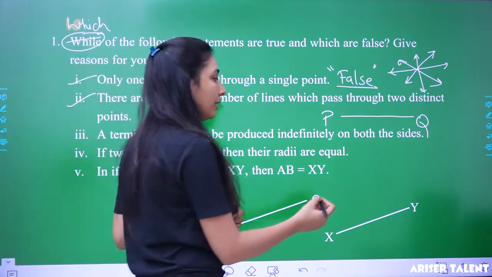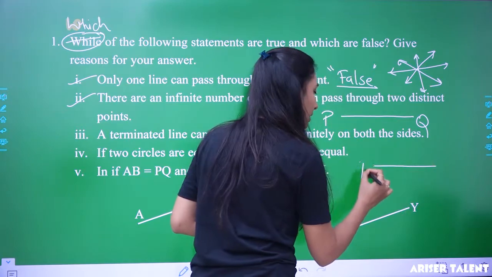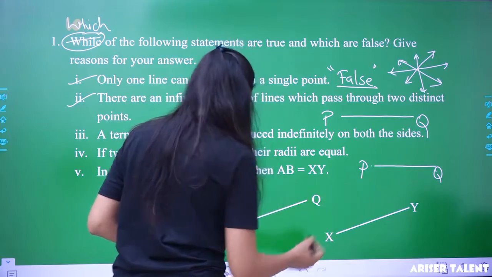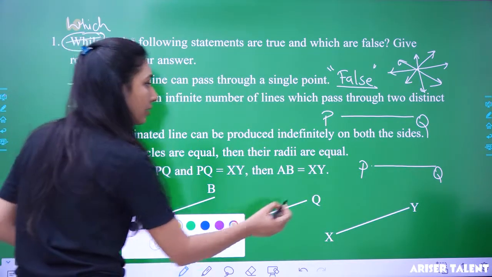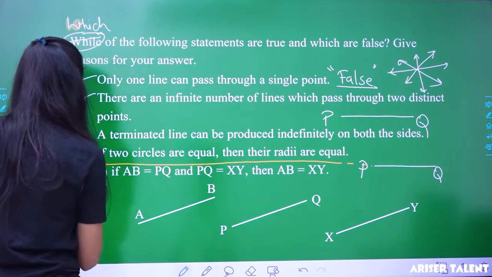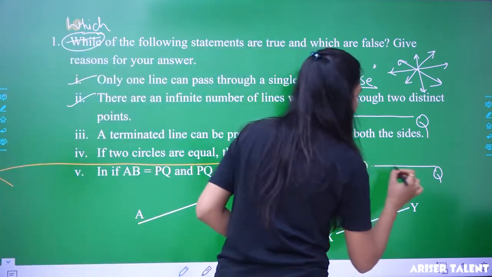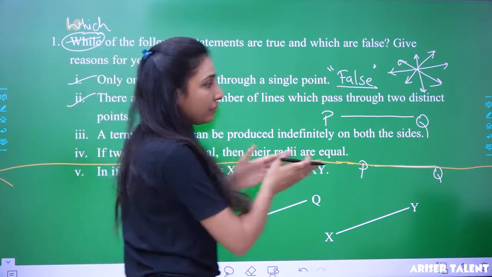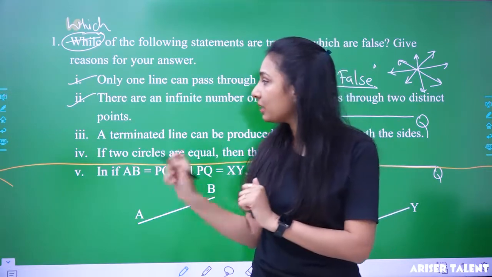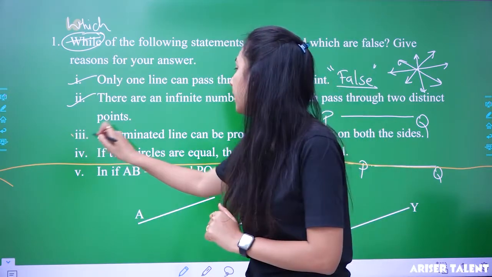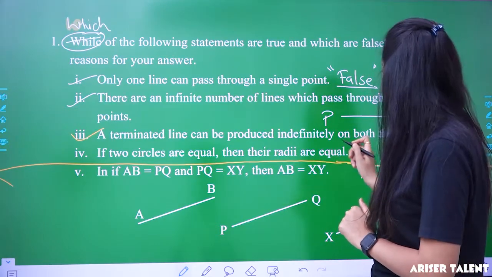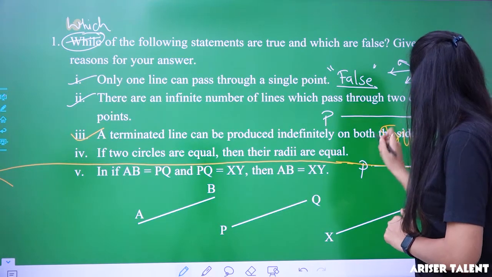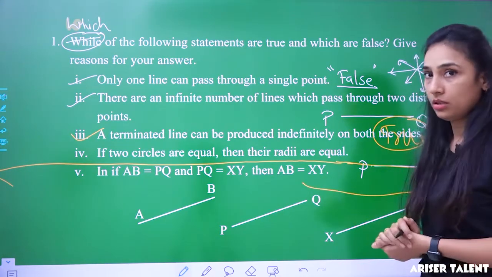What is a terminated line? If I am having this line PQ, then it is a terminating one. I have told you in the previous session that we can extend this line like this, and this line like this also. From both ends, we can make it infinite. That means this is completely false. A terminated line can be produced indefinitely. So this is true, because it can happen. We can draw it here.